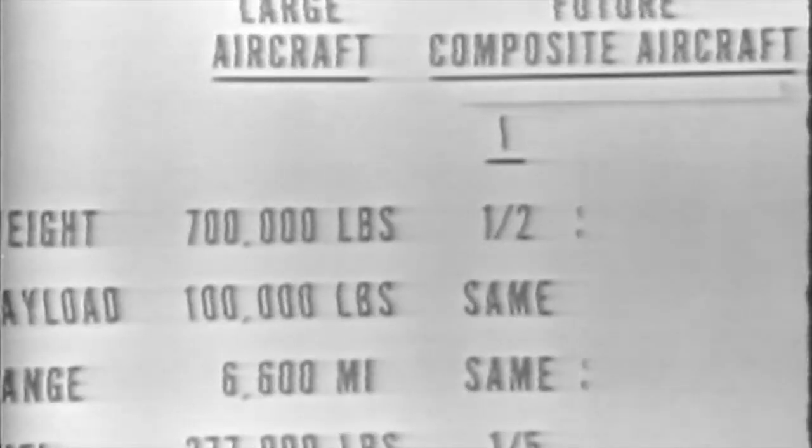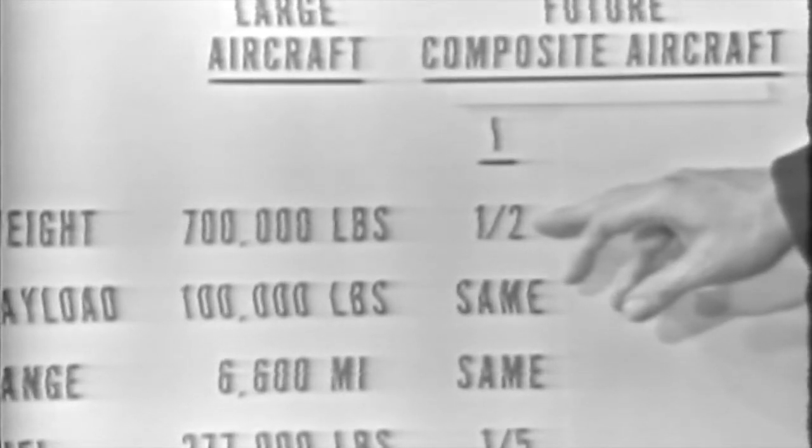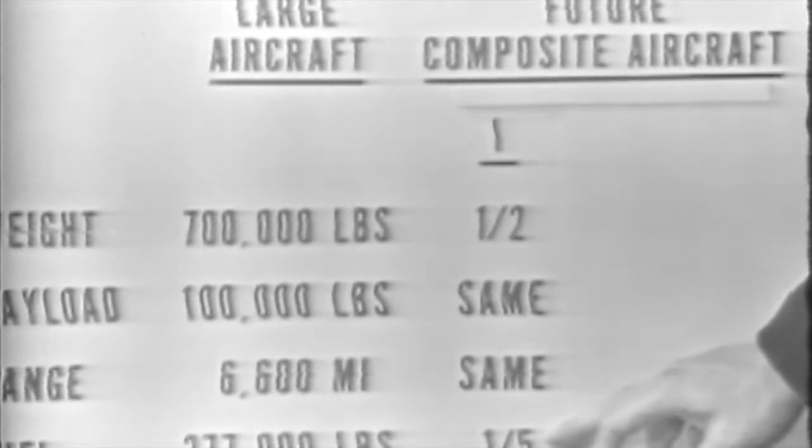Now, what will that offer in the way of performance is shown in this chart, in which we compare the design of a large present aircraft made of conventional materials with what it might look like in the way of weight, performance, and so forth, made of composite materials. First, we have the opportunity to reduce the weight by half, keeping the payload and range the same and still only use a fifth as much fuel.